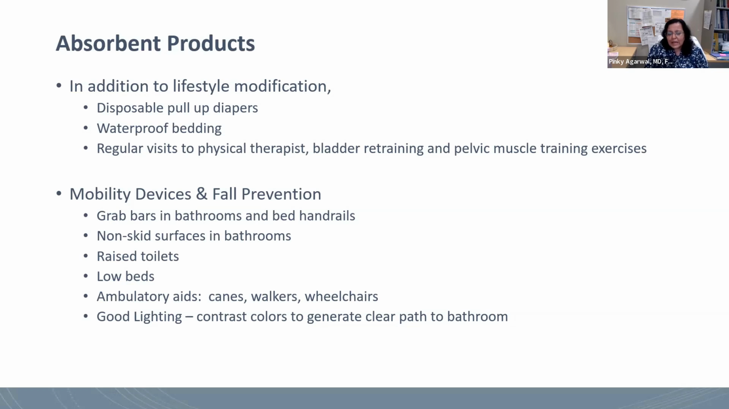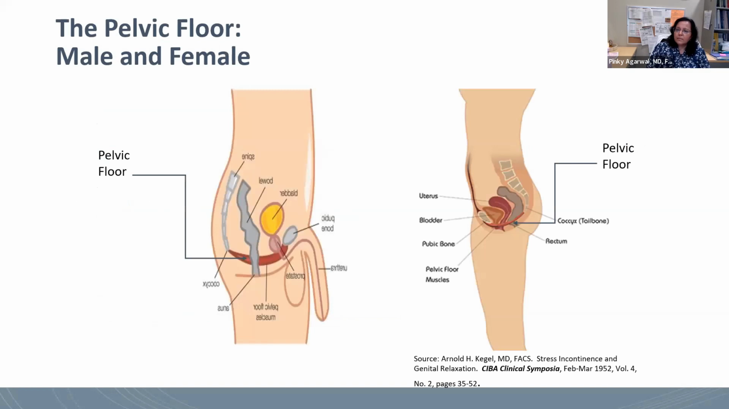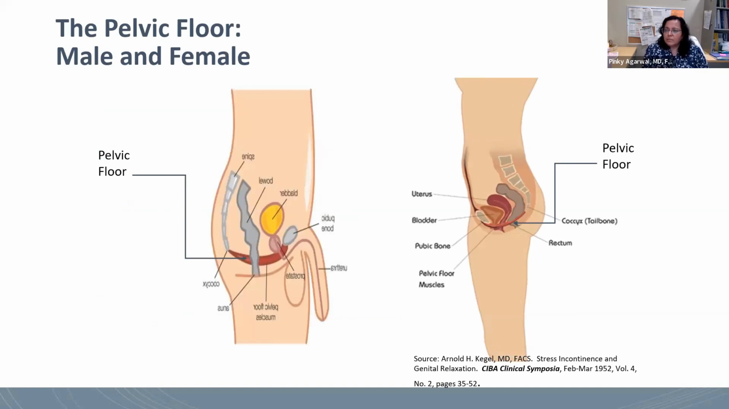And then good lighting, like contrast colors to generate a clear path to the bathroom. Make sure you have night lights on at night so it's easy to see where and how you're going to the bathroom. Following is an overview of pelvic floor anatomy.